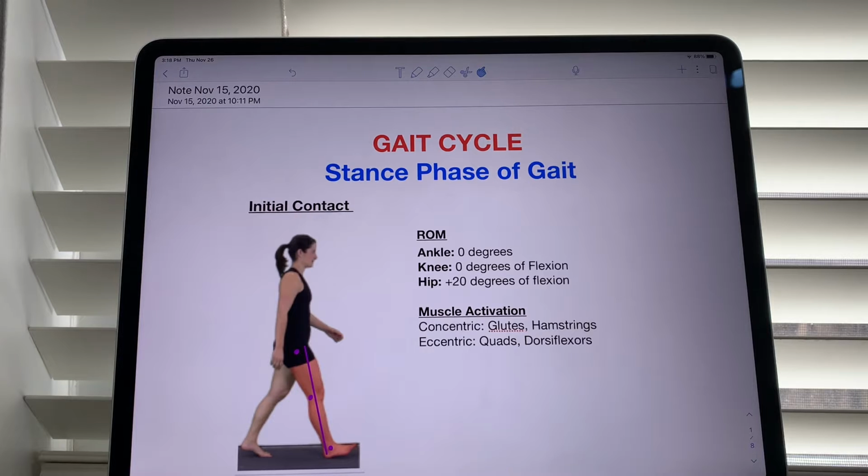The gait cycle is divided in two phases. The first one is the stance phase, which is 60% of the gait cycle, and the swing phase, which is 40% of the gait cycle. At initial contact, the line of gravity will be anterior to the hip and knee and posterior to the ankle. The ankle range of motion will be 0, the knee range of motion will be 0, and at the hip, the range of motion is going to be 20 degrees.